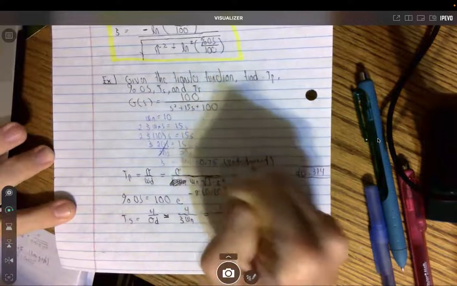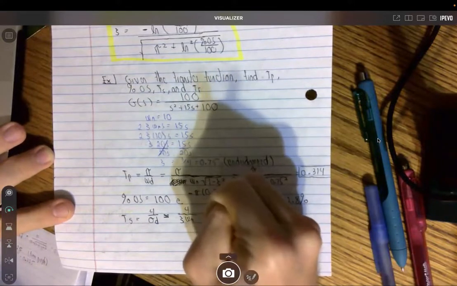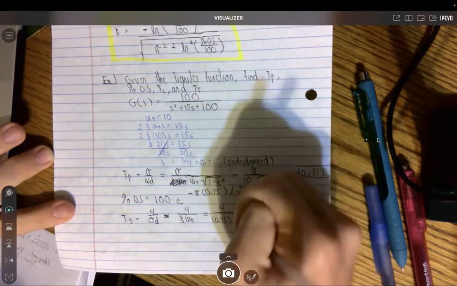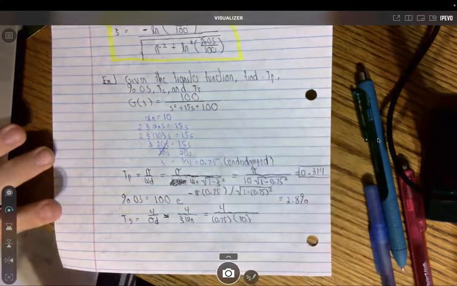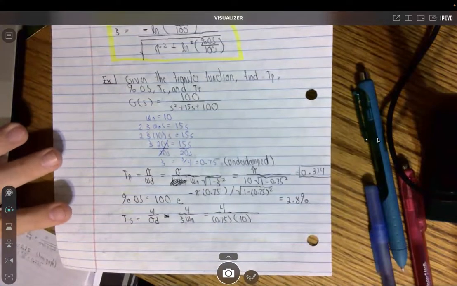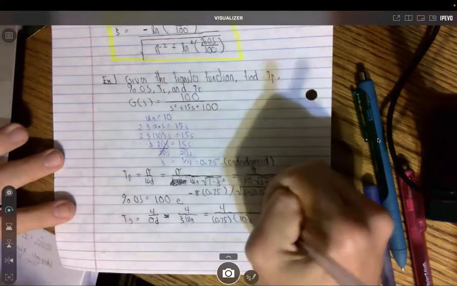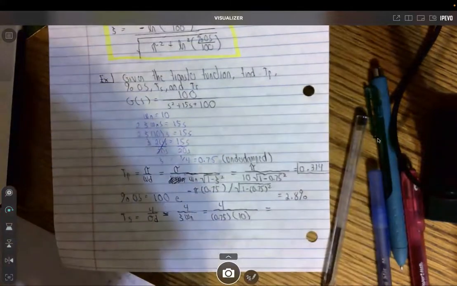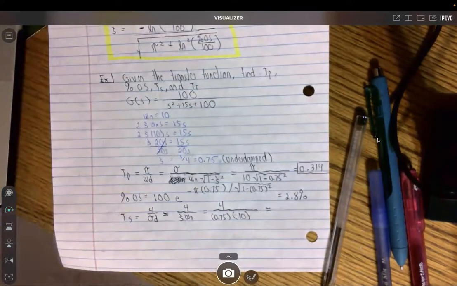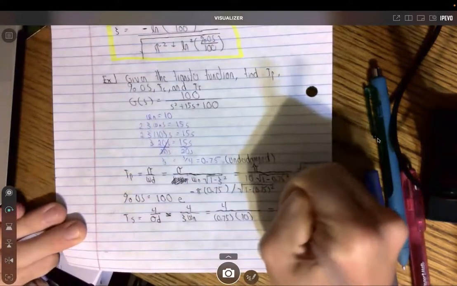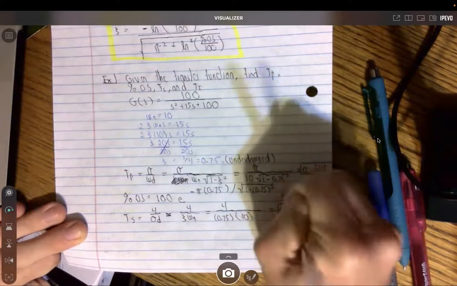So 4 divided by, and then zeta 0.75, times omega n, where omega n in this example is 10. And so when we plug this into your calculator, let me just clarify, make sure this is correct. 4 divided by, and then 0.75 times 10. I got 0.53. Okay, so now we calculated settling time.